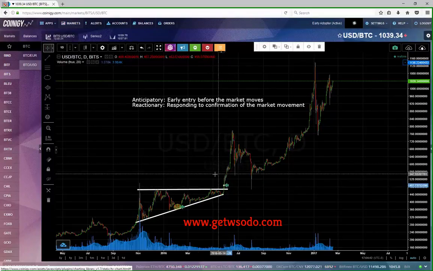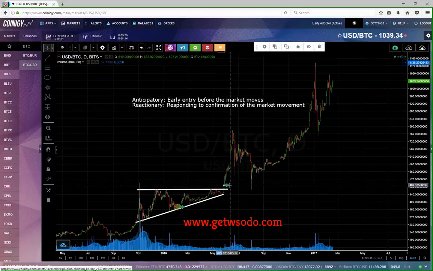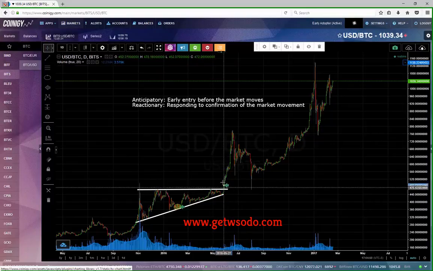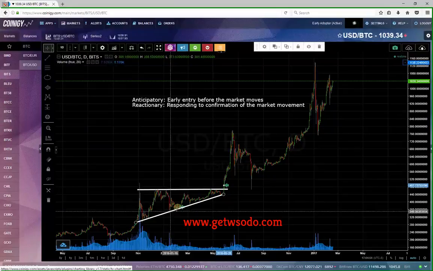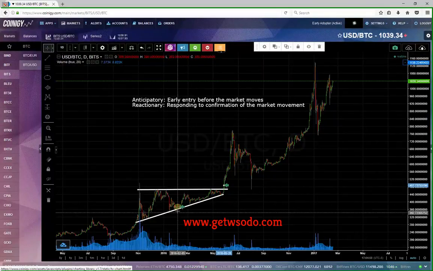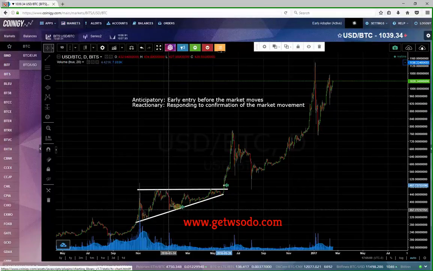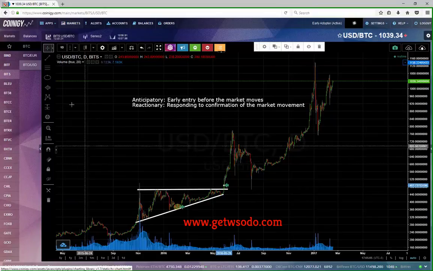Now, it's a later entry, so you pay for confirmation, but there's a higher probability once you have confirmation, right? Whereas here, you don't have confirmation yet, right? It could still break down. That might not hold up. And you don't have to do one or the other. You could actually do both, right?